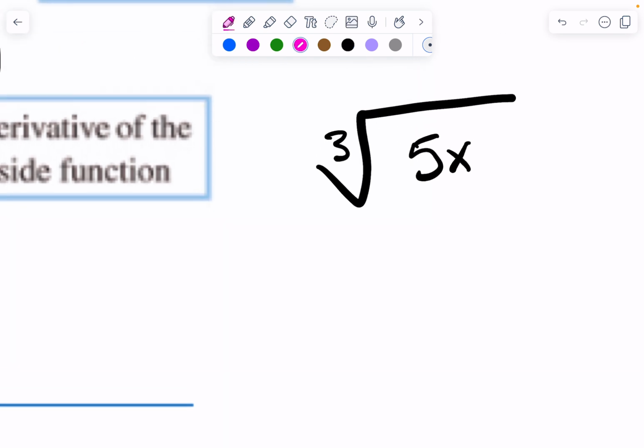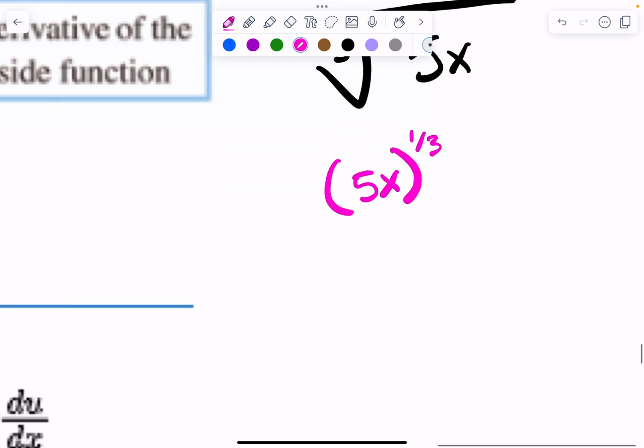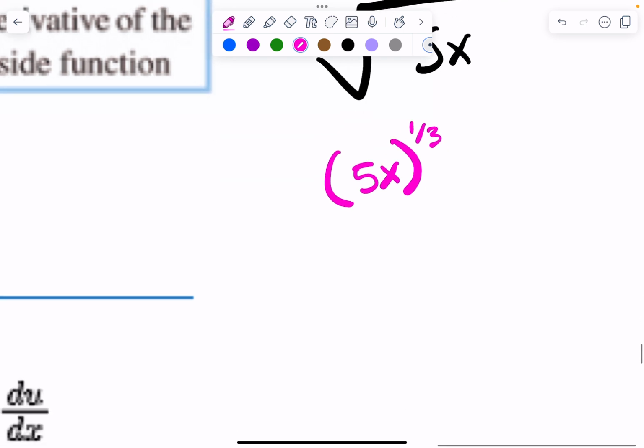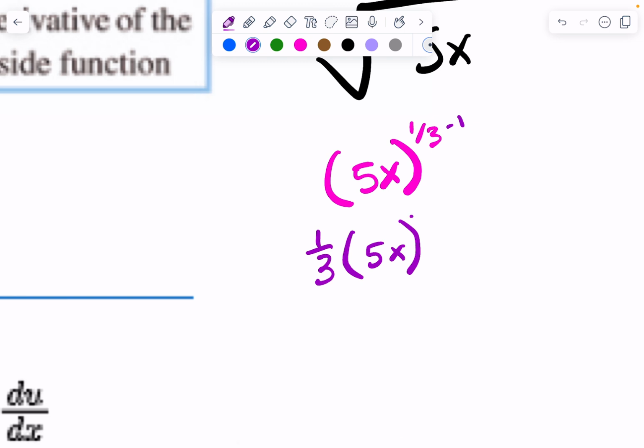All right, so let's do this. Before we take the derivative, it will be 5x to the 1/3 power. The rule says, the chain rule says the 1/3 comes down in front. I've got 5x, and if I subtract 1 from 1/3, it will be to the negative 2/3 power.